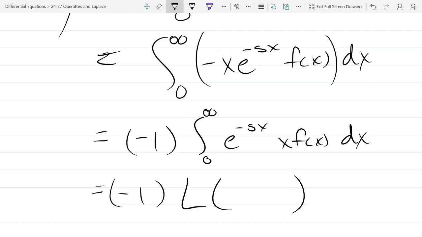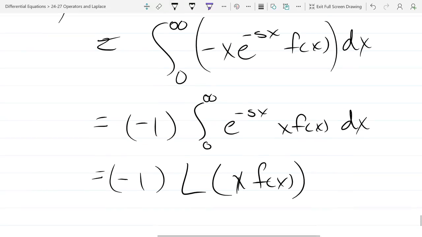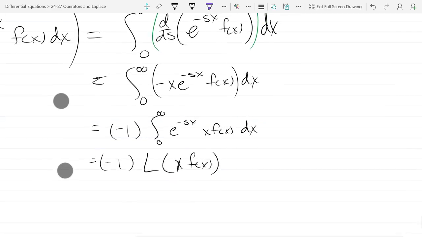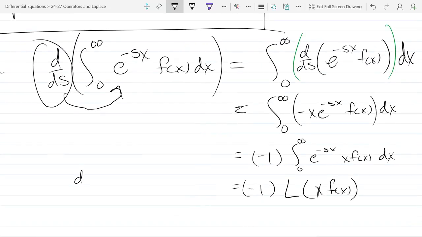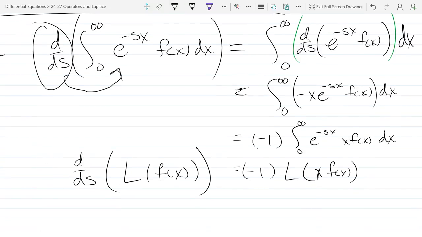This is equal to negative 1 times the Laplace transform of what function of x? x f of x. So this is negative 1 times L of x f of x. What did we actually start with? We started with d/ds of the Laplace transform of f of x. So we just found that the s derivative of the Laplace transform of f is negative L of x f of x. Not obvious at all, but if you trace through it, yes, it is true.